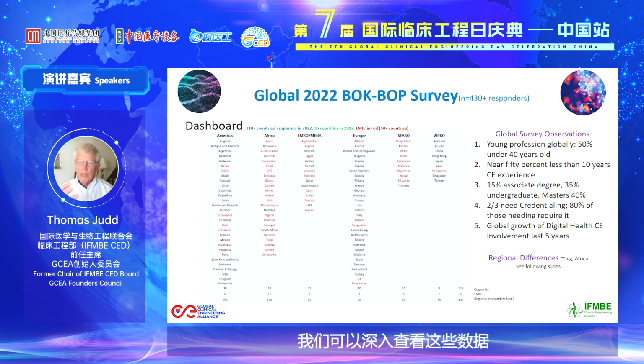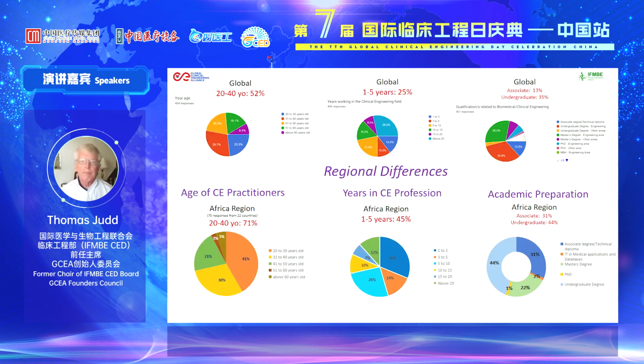Now, once again, we can drill down in this data, and I'm going to do that with Africa very quickly for you as an example of what you could do province to province in China, but we need more of you to respond. So for instance, globally, 20 to 40-year-olds are 52% of the responses, and in Africa, it's 70%. So imagine if we took this kind of analysis to China, where many of you responded to the survey, and we were able to do this down to your provincial level.